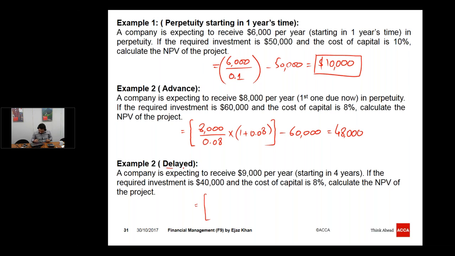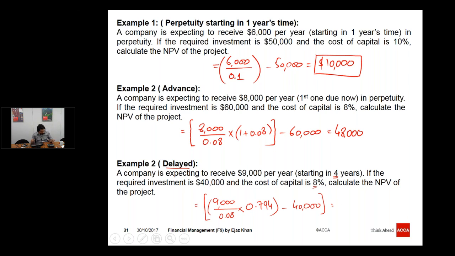Again, for the third one, it's a delayed annuity, so we just need to calculate the present value of inflows first. 9,000 divided by 0.08. Since there is a delay, we need to use a discount factor. It's starting from year 4. May I know what's the delay in years? Yes, excellent. It's a 3 year delay, so we need to find the discount factor at 8% for the third year. May I know what's the discount factor for the third year at 8%? 0.794. Okay, we'll multiply it by 0.794 to incorporate the impact of delay, and then we'll deduct the initial investment, which is $40,000.